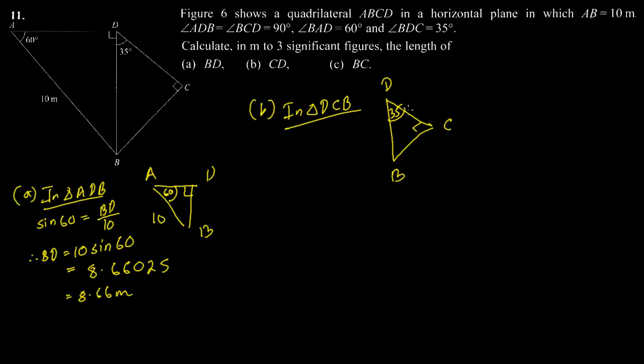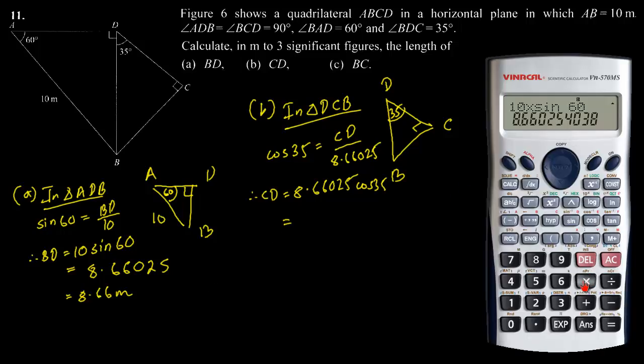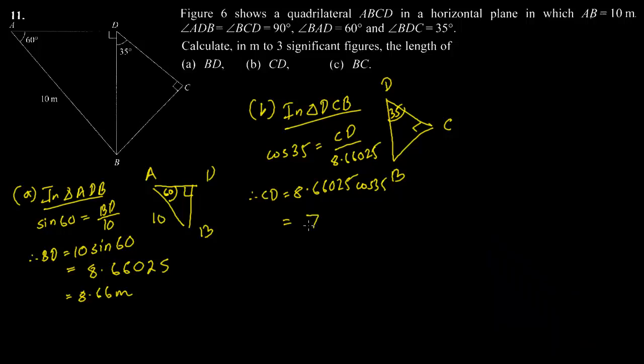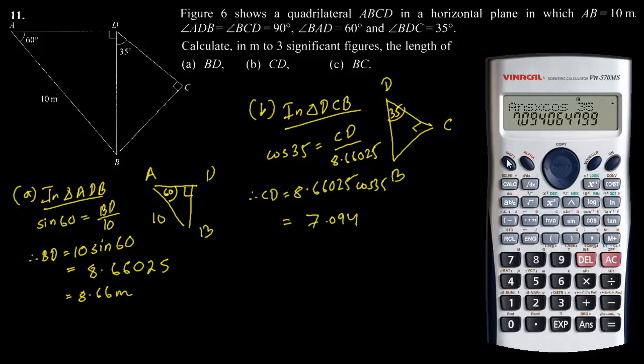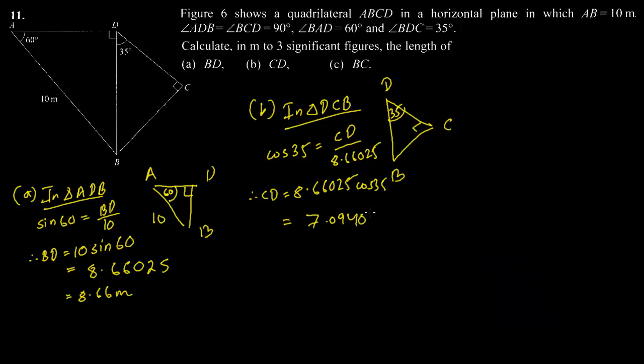put the 90 degree in the middle, that's the convention. So here in order to find CD, we have to use the cos. So cos 35 is adjacent CD divided by hypotenuse BD. So BD we just found is 8.66025. Therefore, CD would be 8.66025 times cos 35, and that turns out to be 7.094, so 7.09 meter.